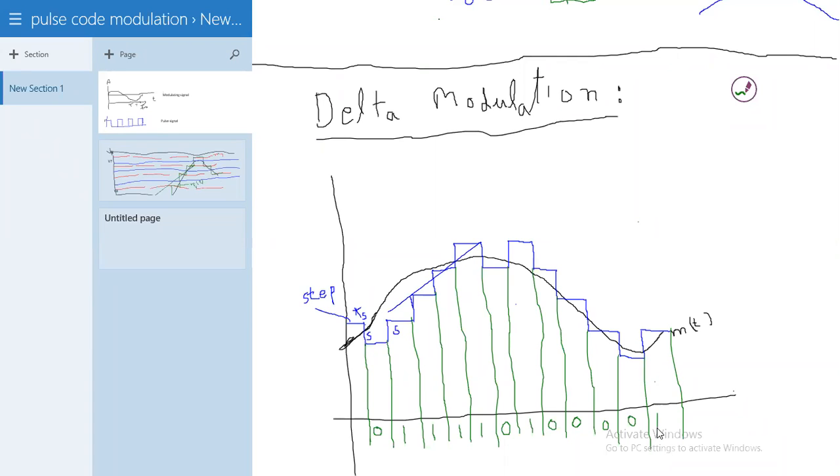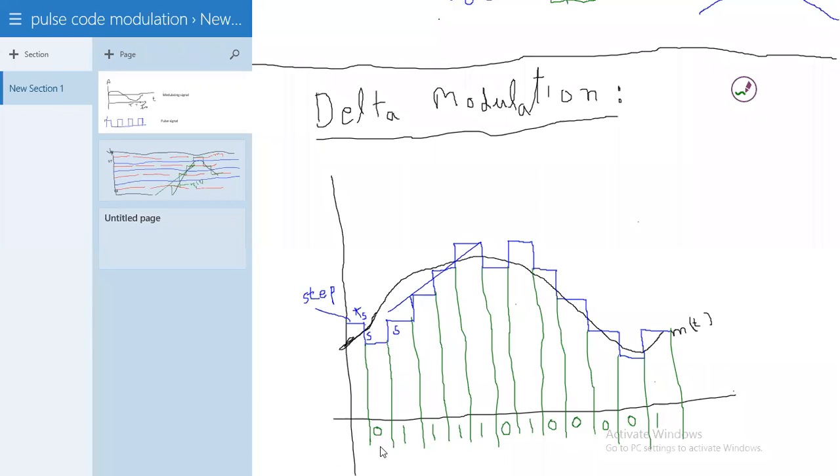So here we observe that for each sample, according to the modulating signal's sample values, the step size is increased or decreased. The step size is increased by one step, which we indicate as 1, and the step size is decreased, which we indicate as 0. So each sample transmits only 1 bit, either 0 or 1.